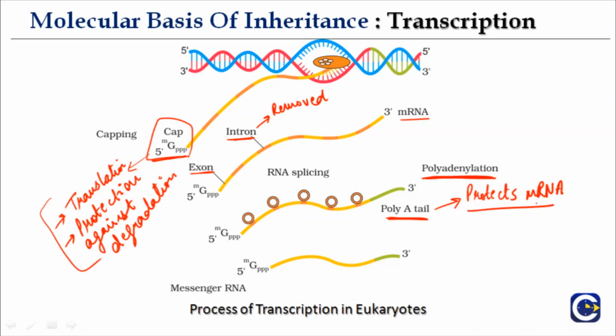RNA is very unstable. We all know that by now. So this polyadenylation, which is just addition of multiple adenines towards the end of the transcript, and the cap, they provide protection against degradation. And then this is the final mRNA product that is formed. So you see, in case of eukaryotes, there are multiple extra things that are happening.